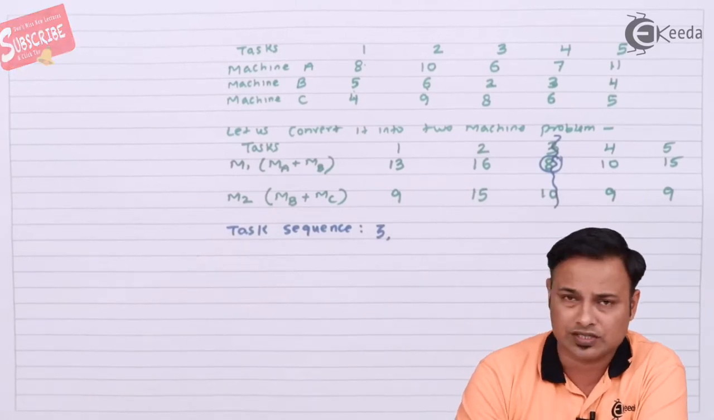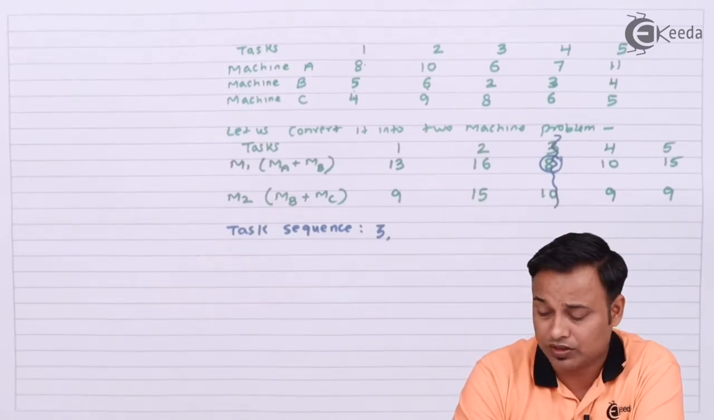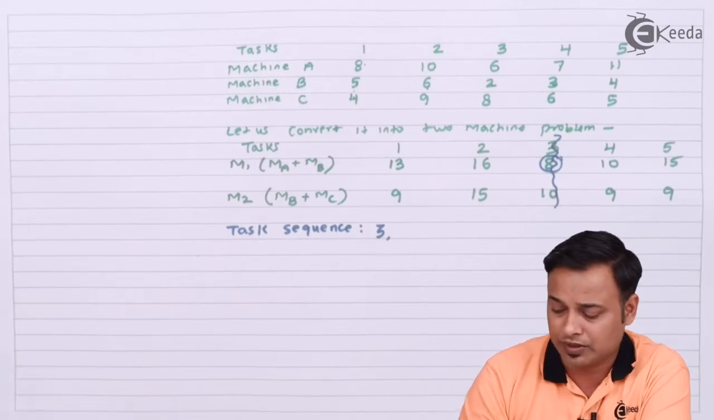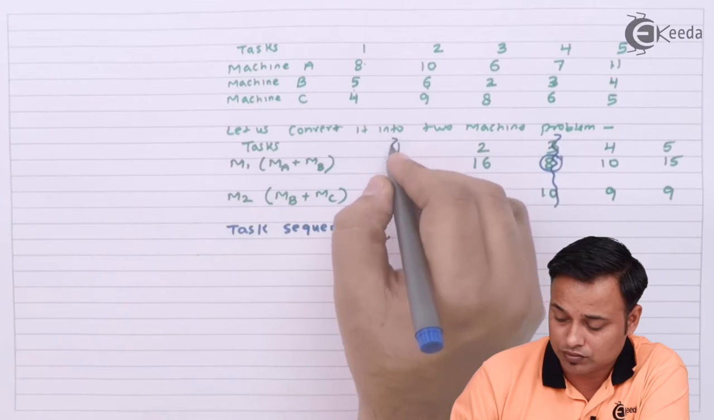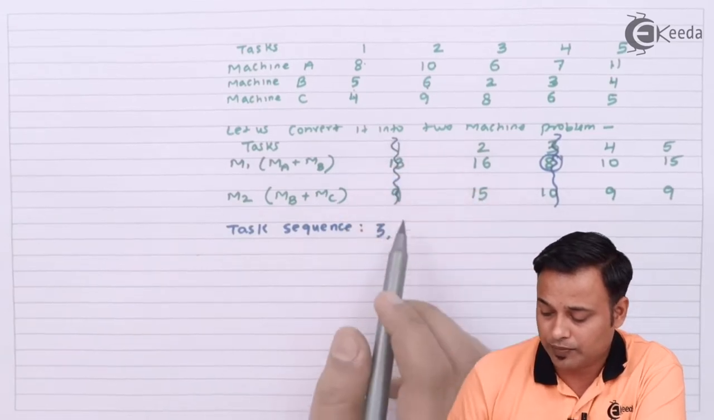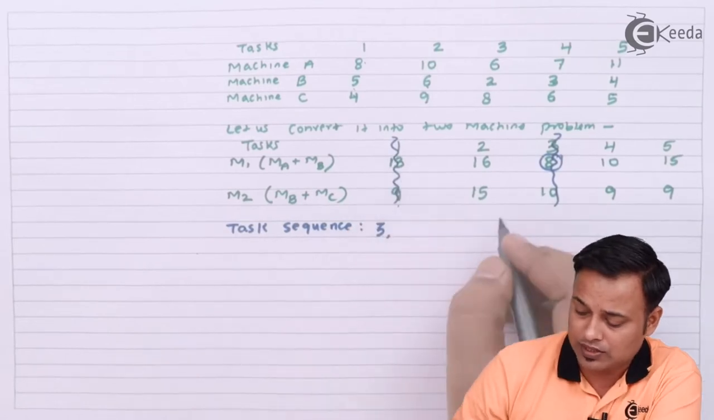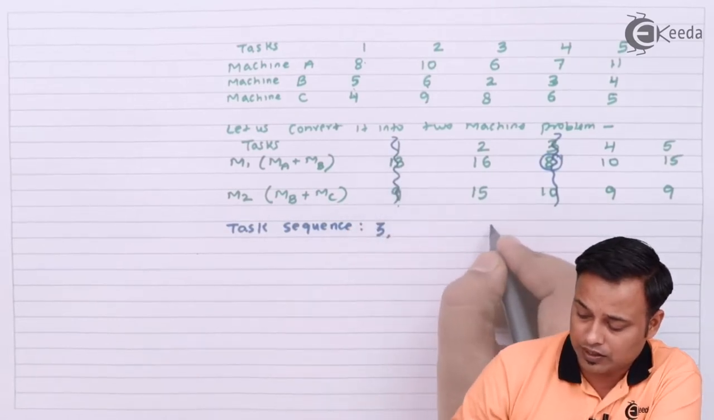Next lowest number is 9. We have 1, 2, 3 9 hai apne paas. Kaun sa wala 9 lena hai aapke upar hai. Main sabse pehla wala 9 leta hoon. So ye pehla wala 9 machine 2 ke against hai. So I will place this task 1 at the end.